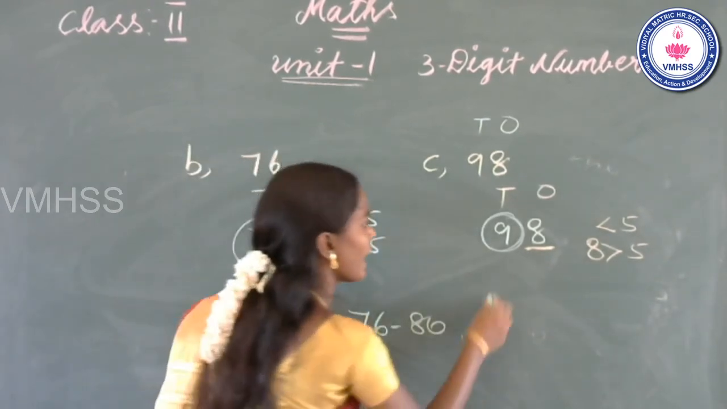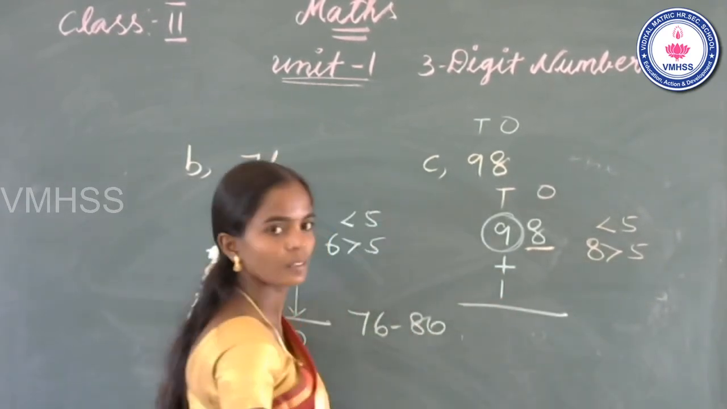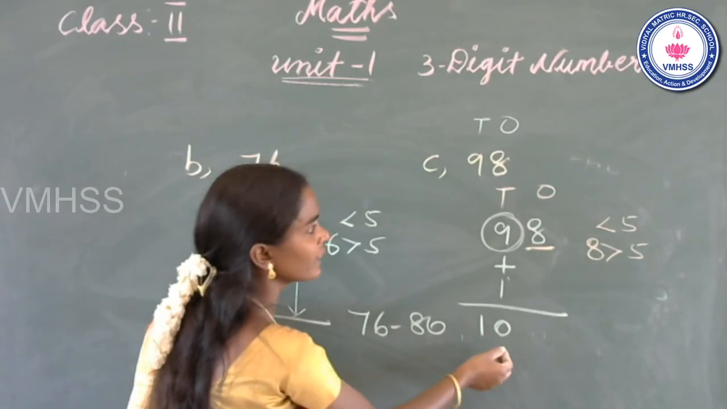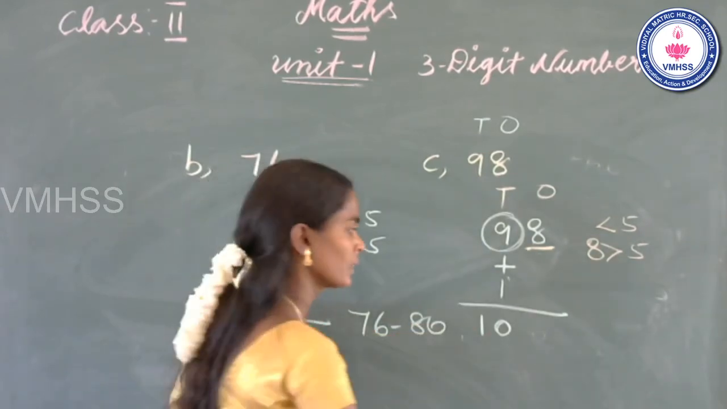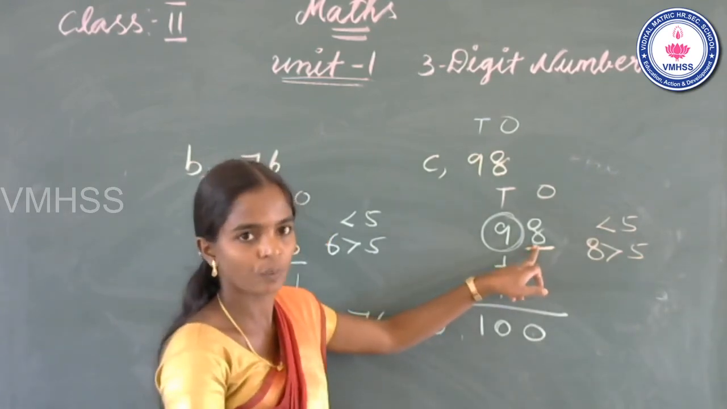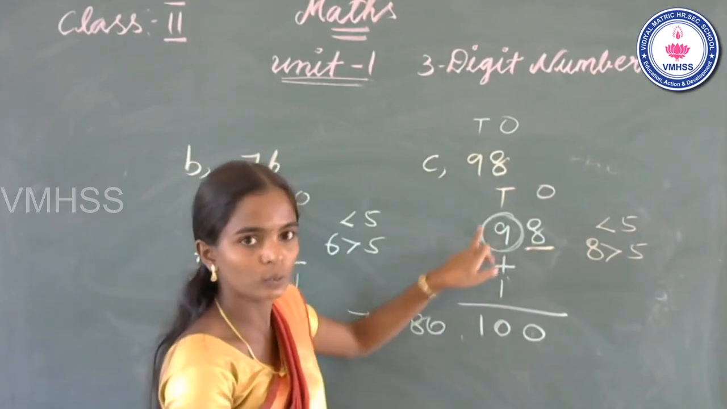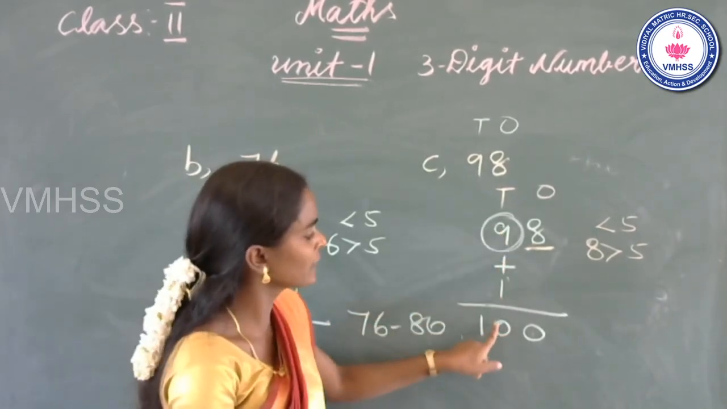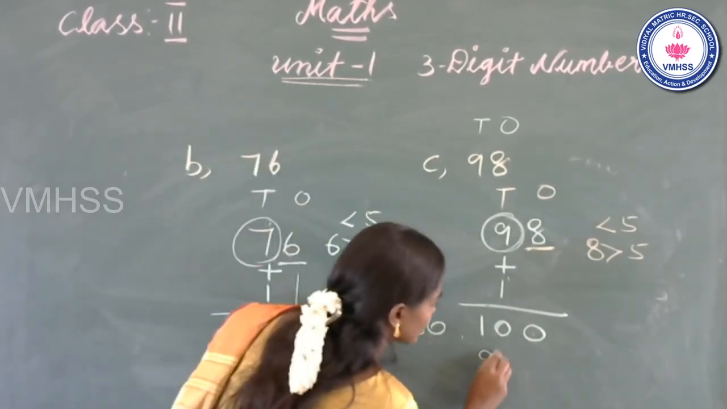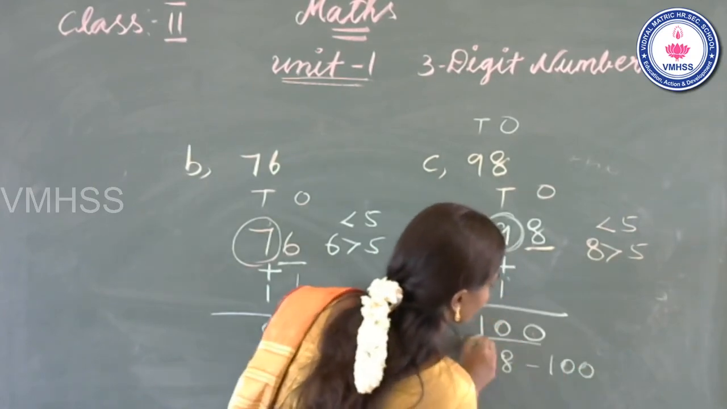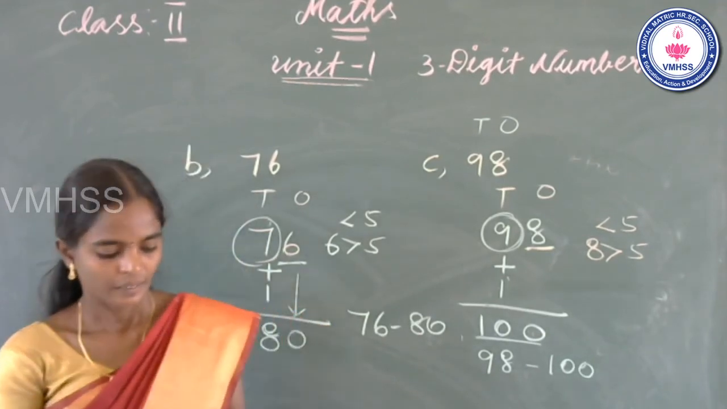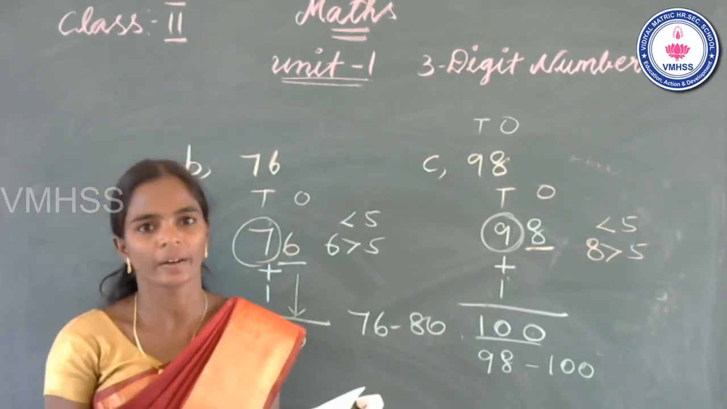So we add 1 to the tens place. 9 plus 1 is 10. Very good. Ones place number is 0. This number is greater than 5, so 9 plus 1 is 10, and the ones place number becomes 0. So the nearest 10 of 98 is 100. Did you understand? Okay, children. Next D, E, F, G, H are homework.